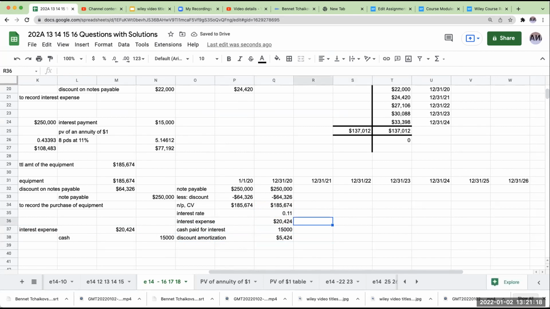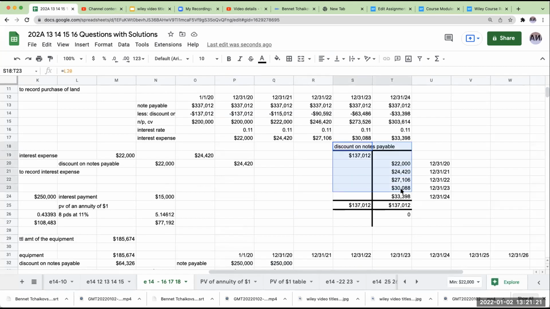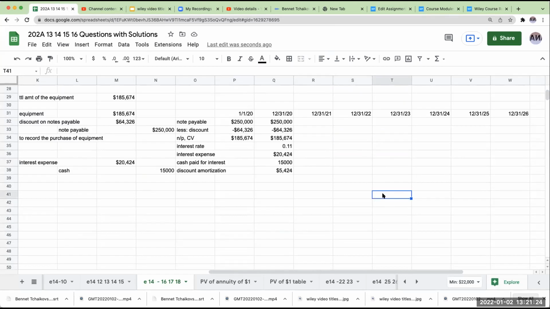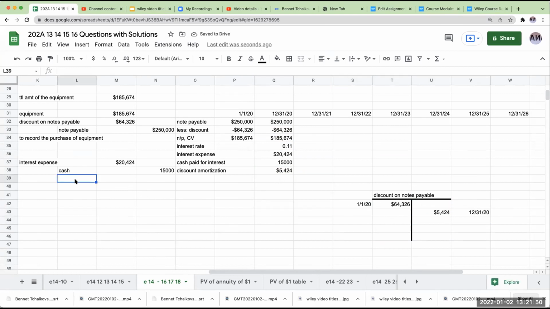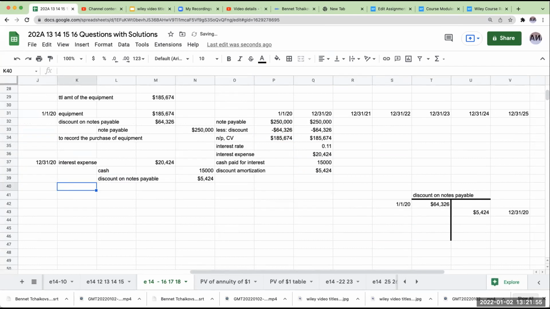What's now going to happen is that I'm going to have a similar setup for this particular one, except we're going to have a few more years. So I have a discount on notes payable. It's a contra liability account, with an opening balance of 64,326, and I'm amortizing this on 12/31/20 by 5,424. So that's the beginning of this. Now, I'm going to credit discount on notes payable for 5,424. And this is to record interest expense.